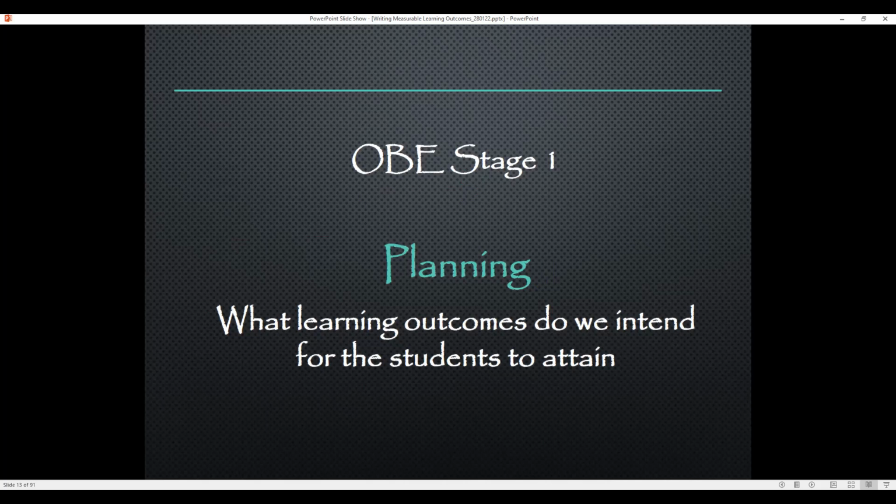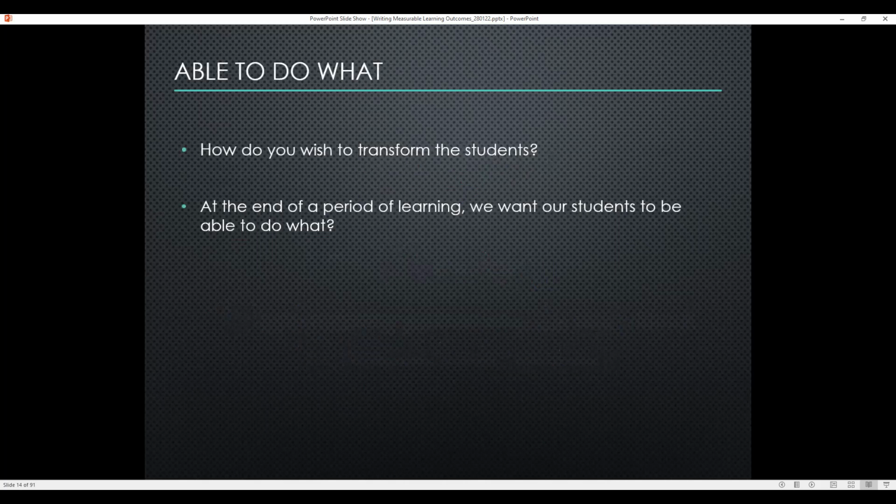Okay, so that your students will also know very clearly that this is what they need to do at the end of the course. This is what they need to achieve. So it's actually a very important stage. So able to do what? That means to say, how do you wish to transform the students? Right? Just now you said that you want the students to be able to do something after you teach them. So how do you wish to change them, transform them?